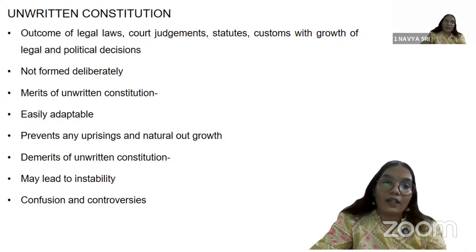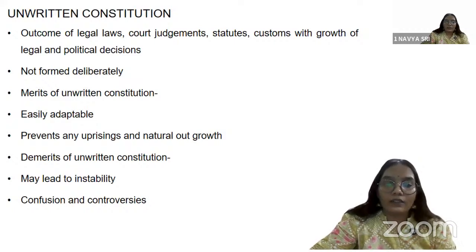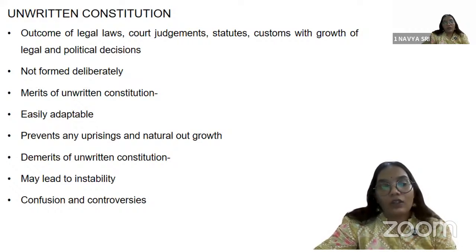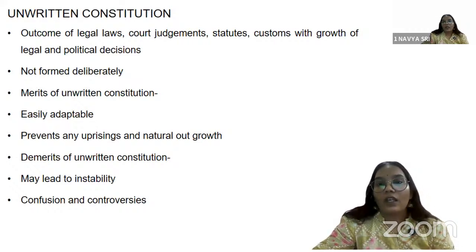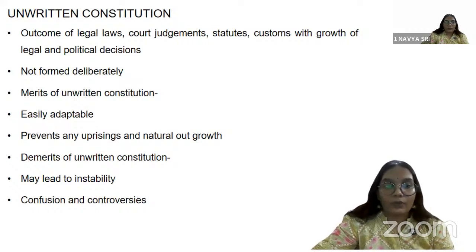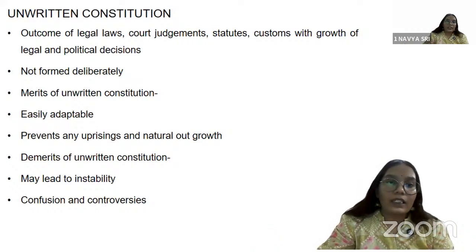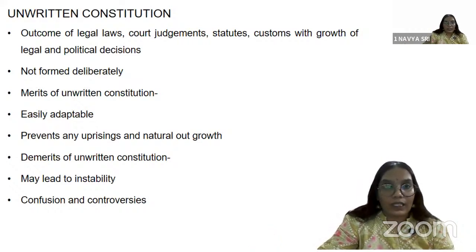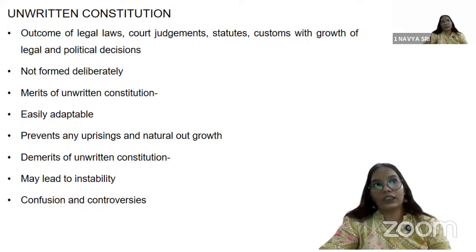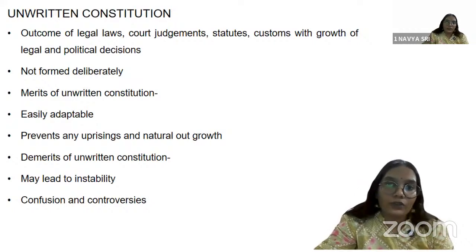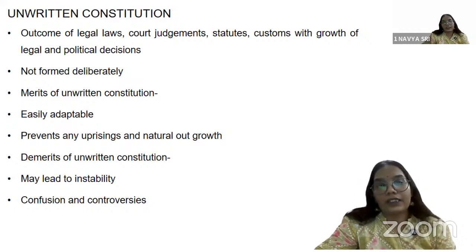Now, let us talk about the unwritten constitution. So, what is this unwritten constitution? It's an outcome of legal laws, court judgments, statutes, and customs, with the growth of legal and political decisions. There is definitely a document, but this document is an outcome of legal laws that have been existing, court judgments, a series of legal laws or government decrees, then statutes and customs, with legal and political decisions as such.